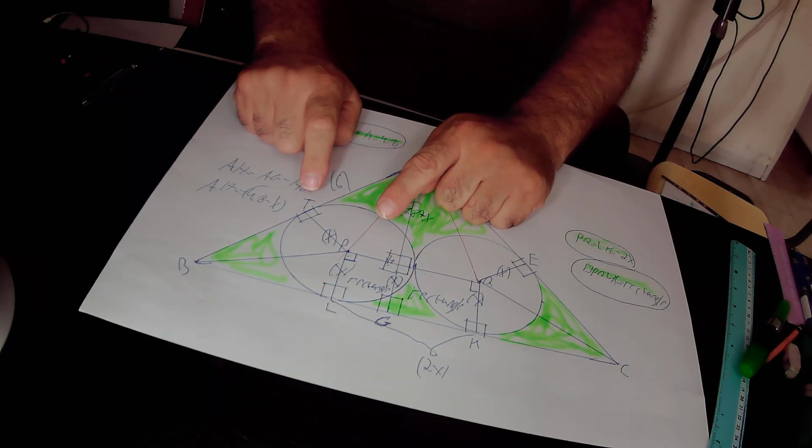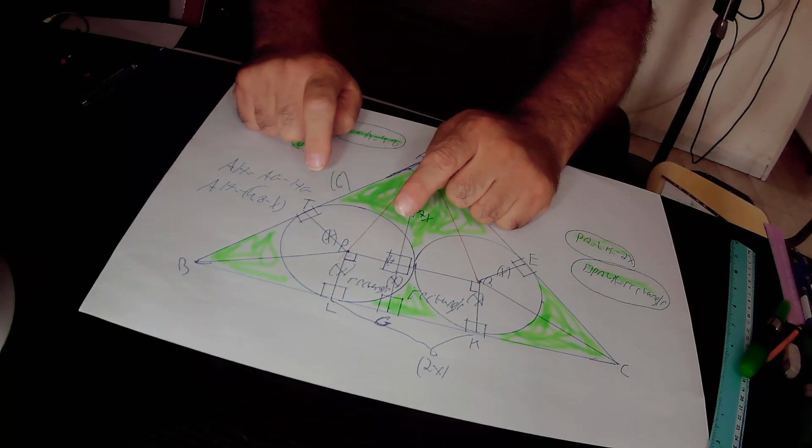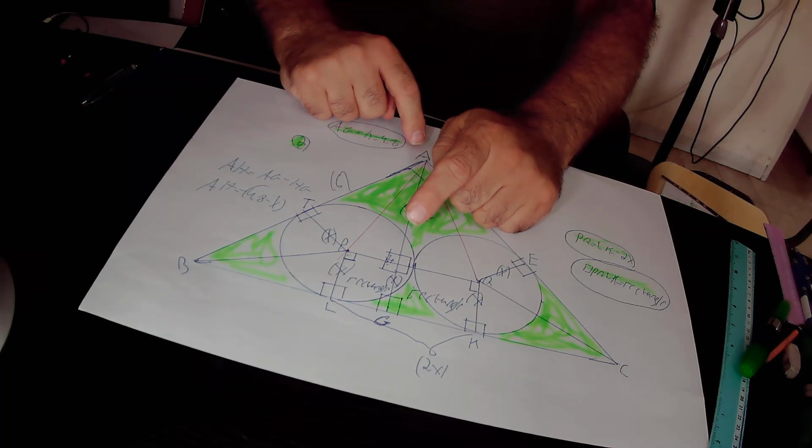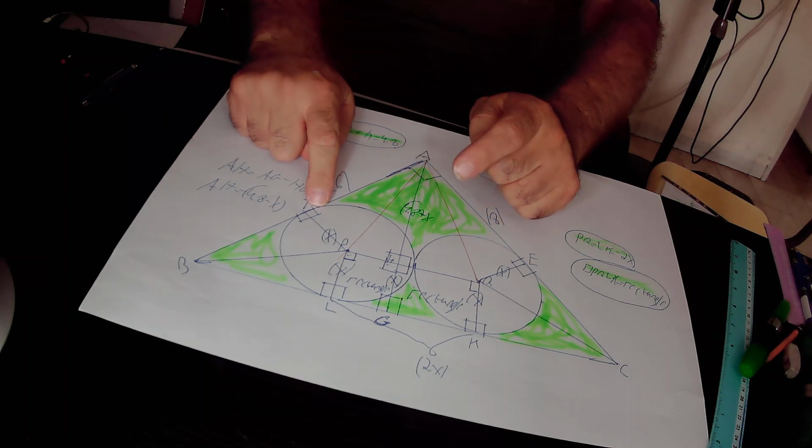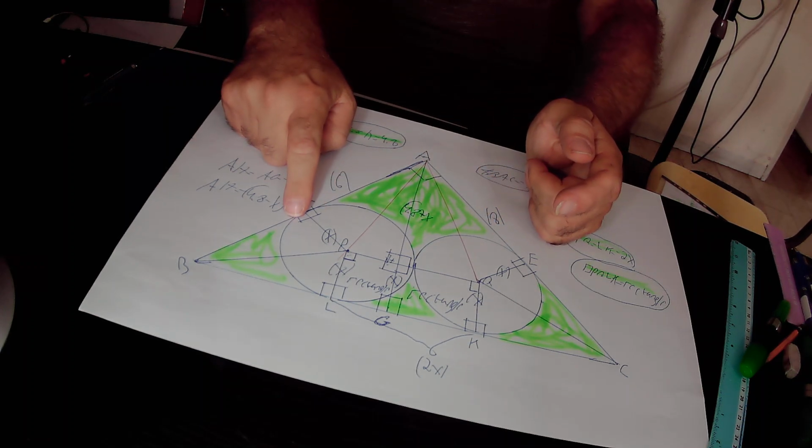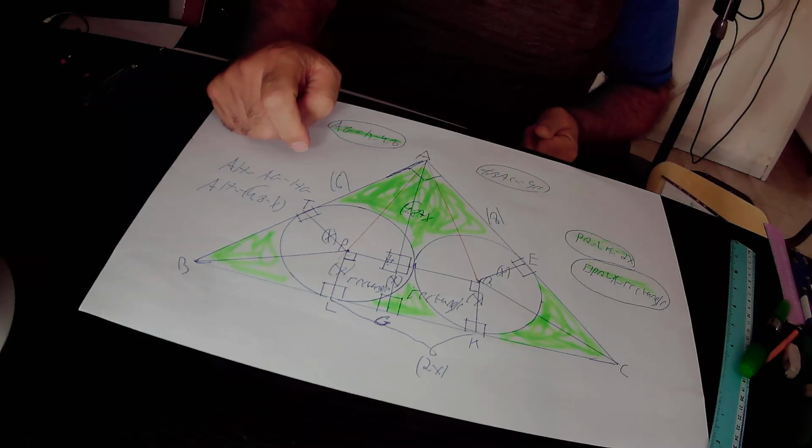PT is the radius of the circle, which equals x, and because point T is the point of tangency of tangent AB, this angle equals 90 degrees, and this angle also equals 90 degrees, according to rule 1.